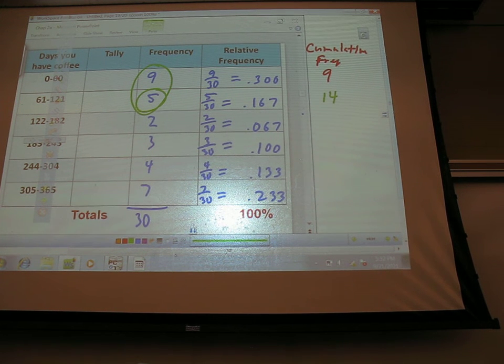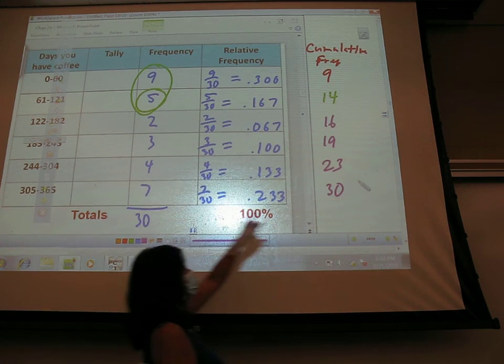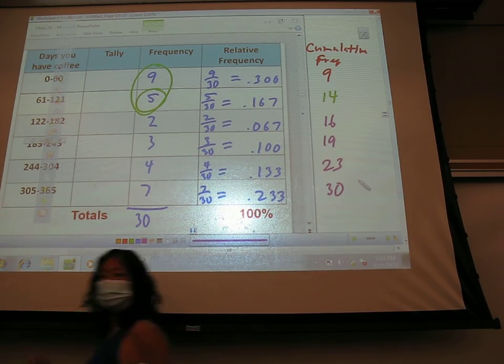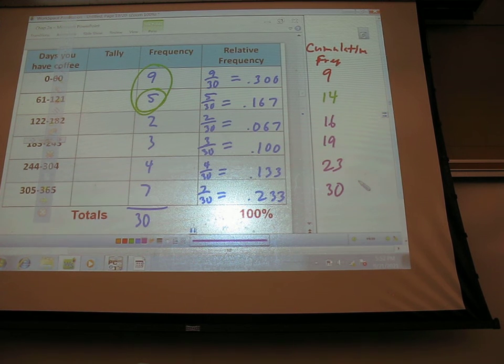Everybody on board so far? Next one, 2 plus 14 before it, 16. Does that kind of make sense? And now you start 3 plus 16 before it, 19. Next class, 4 more, 23. Next class, 7 more, 30. Good? At the end, you better end up with the total here, or else you've done something wrong. All right. So everybody good with that part?